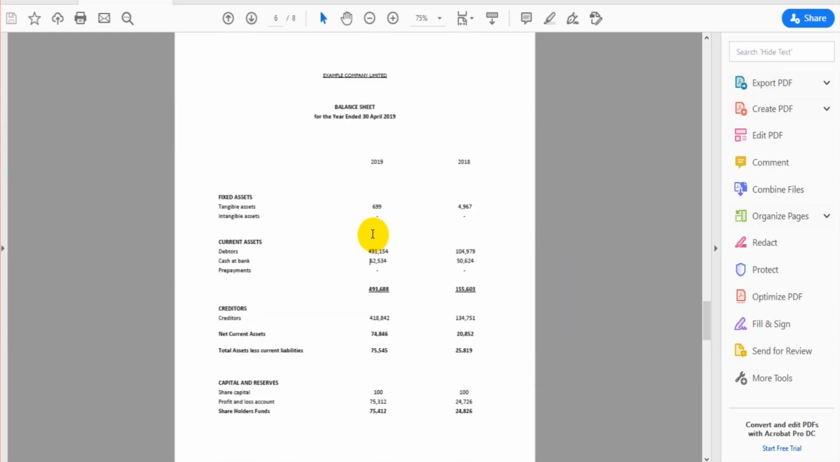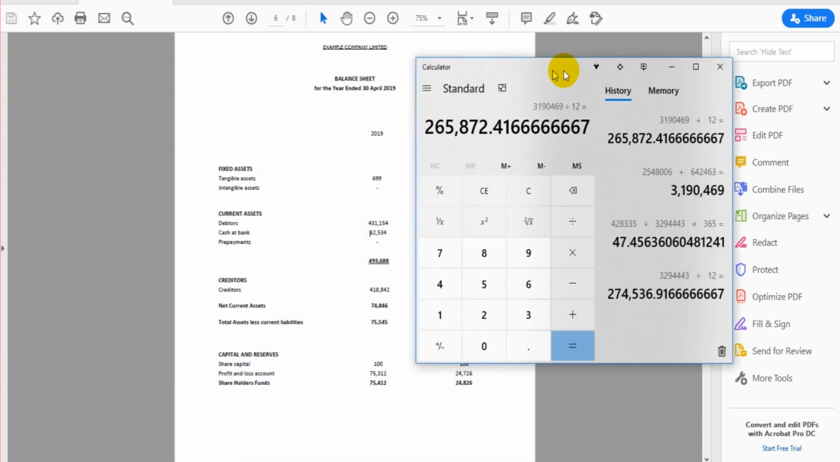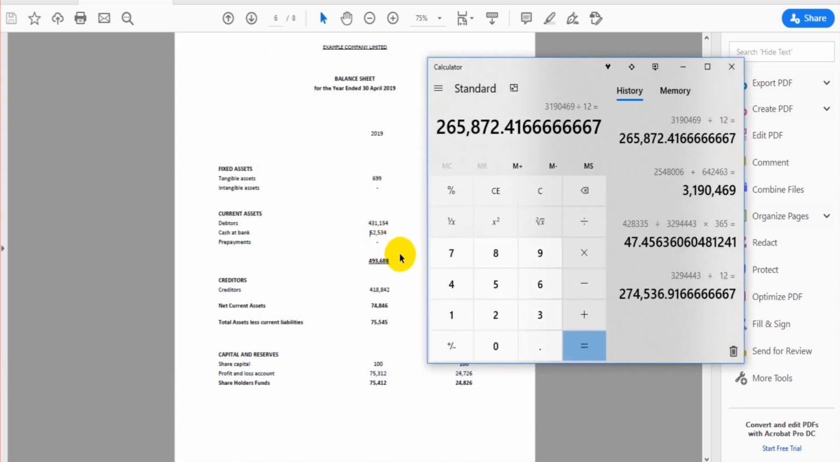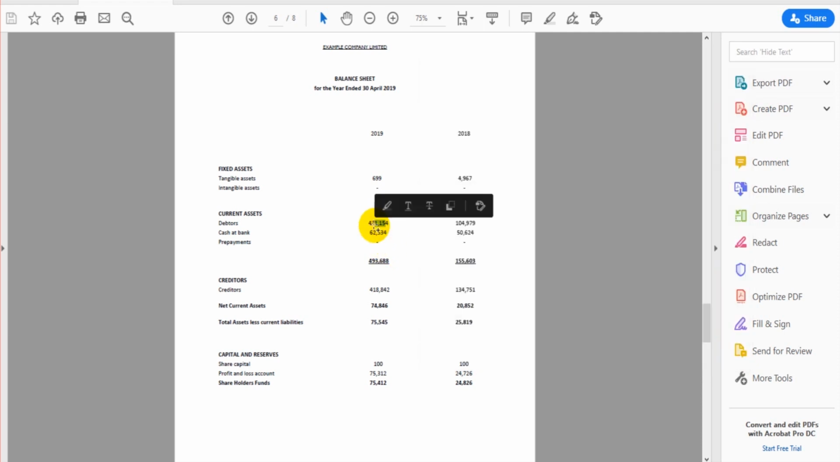Now our bank balance is only 62,534. If your bank balance is 62,534, nearly 63,000, and you have outgoings of over $250,000 every month, that's a real warning sign. There's not enough money in the bank to meet the next month of financial obligations. That is really worrying. Now, obviously, there'll be money coming into the bank through sales and debtors paying into the bank.